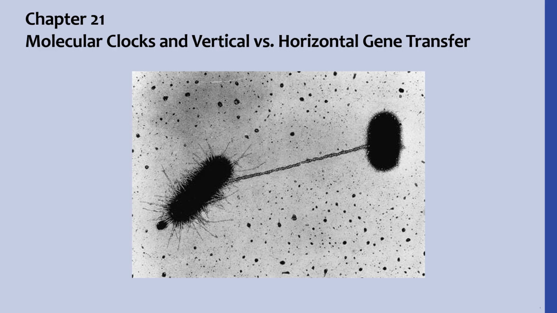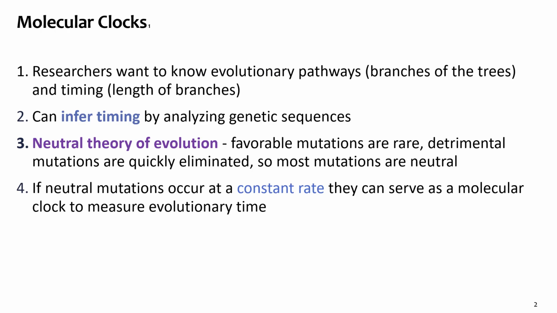And we may have talked about this a little bit in chapter 19 when we talked about the mechanisms of microevolution. That's not quite what we're talking about here. We're talking about how large-scale changes and genetic transfers aid in the process of evolution. One way that we can follow evolutionary change is by looking at molecular clocks.